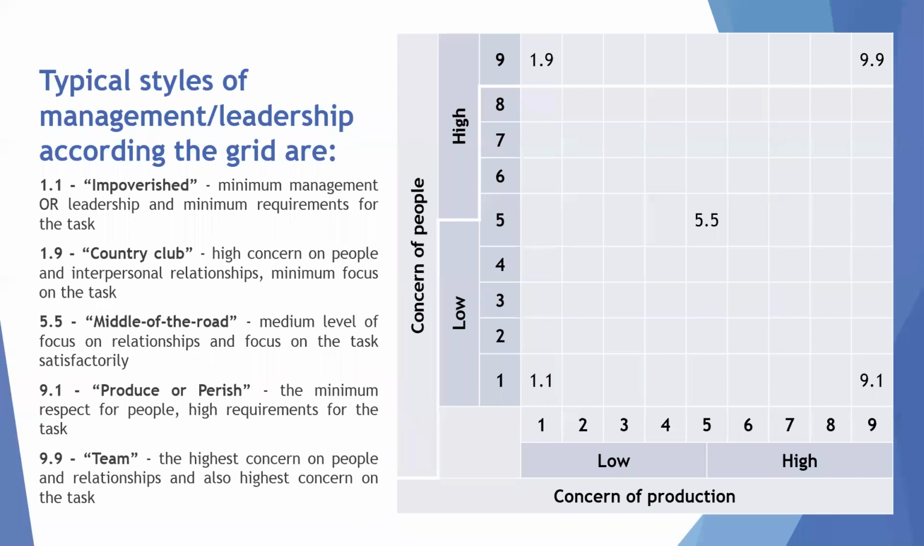We move on to the next one, 1.9, that is the country club. On that axis, concern for people is high and concern for production is low. Concern for production is 1 and concern for people is 9. So what are they saying? This particular organization will give more concern to the employees and will not be strict on the task.